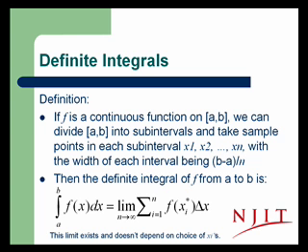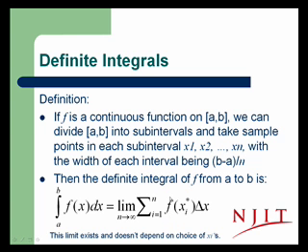We take narrow rectangles, and then the definite integral of f from a to b is defined to be the limit as we take the number of rectangles to go to infinity of the function value somewhere in each rectangle times the width of the rectangle. So we're getting the area under a curve, at least for a positive function.